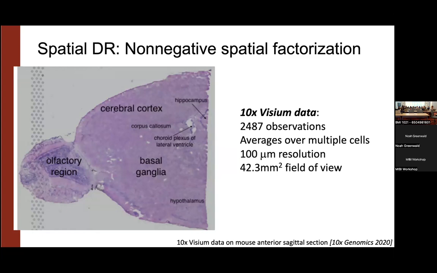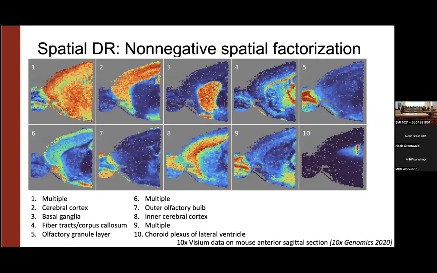So these are not single cells, these are averages over multiple cells now for every site, every XY coordinate, sorry, and much larger fields of view here. So this is what it looks like now, slightly different, but also very clear and crisp regions of the mouse brain again. The first one's actually fairly diffuse. But the second one, you very clearly see the cerebral cortex, and then we get to the basal ganglia. The fifth one is this nice olfactory granule layer.